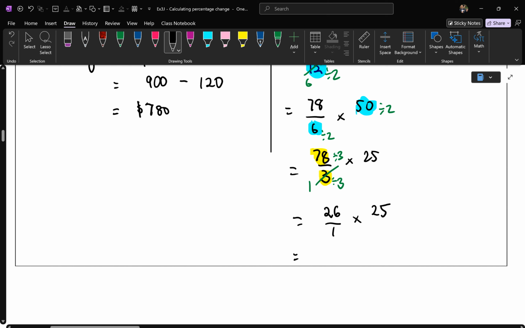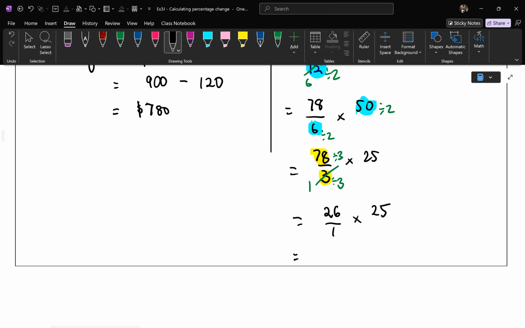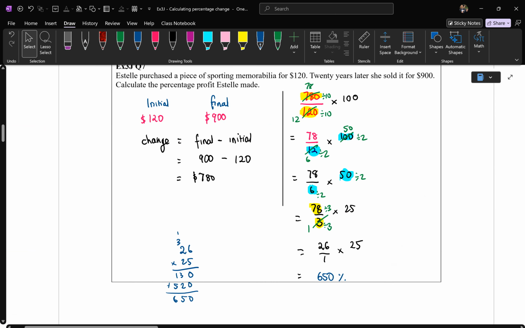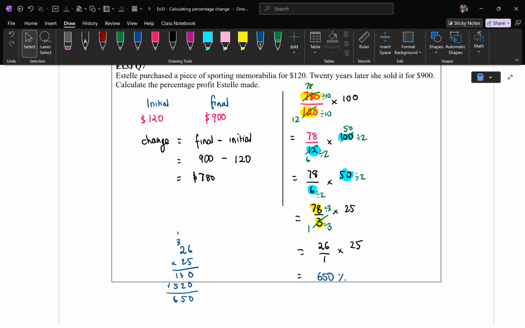All right, that's not a really nice number, so we'll probably use a calculator, or you can do this by hand. Anyone got a calculator? Otherwise, I'm doing it by hand on the side here. Let's work it out. 25 times 26. You guys get 650? All right, team. You get 650. Don't forget the percentage symbol.